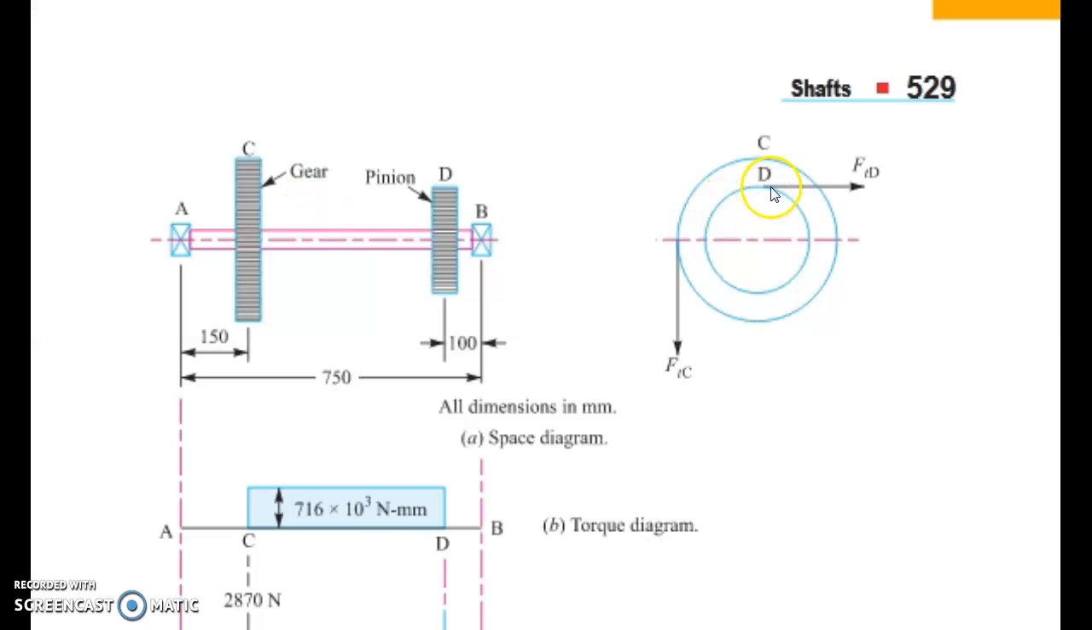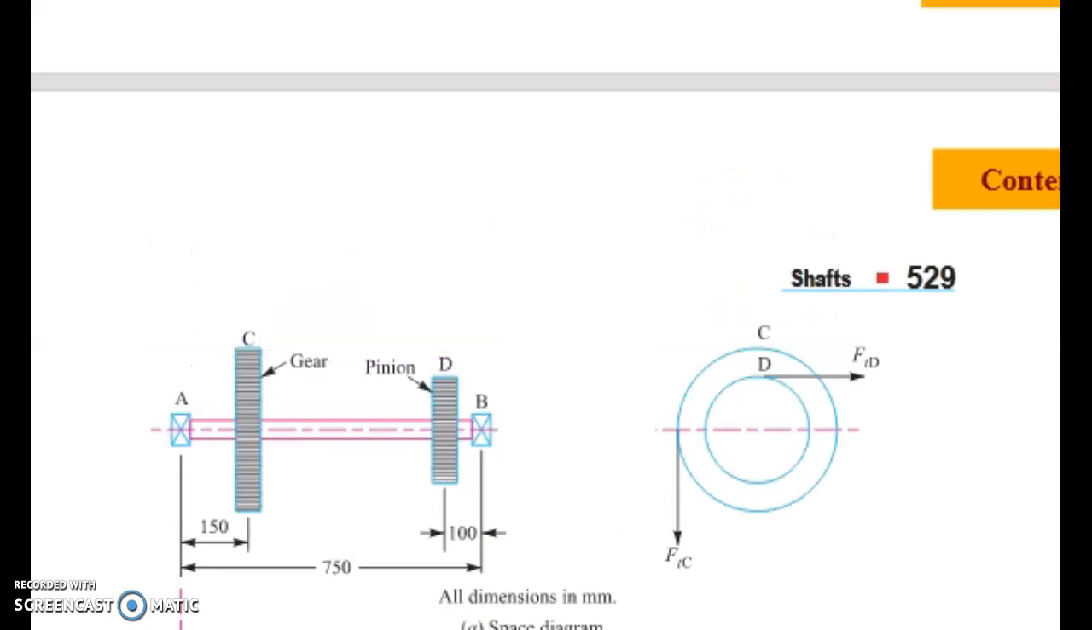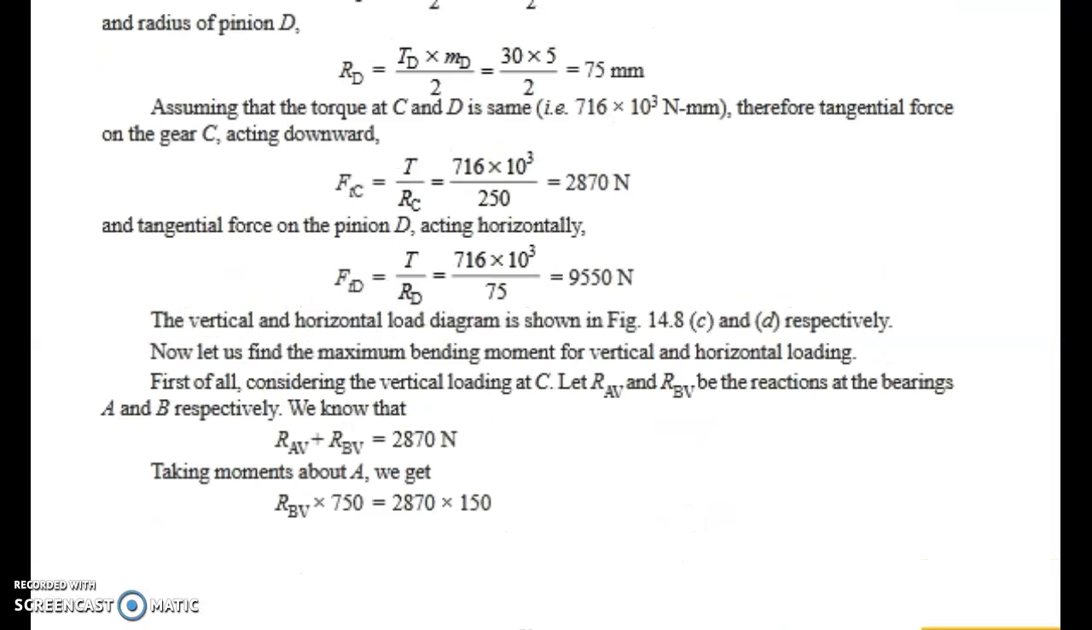The smaller one, that is the D gear, is rotated in the horizontal direction only. That is also specified in the question itself. And the bigger one, that is the gear, transfers the power in the vertical direction. That is shown here. So, this is the space diagram that we have to draw first. Now we can do the question.